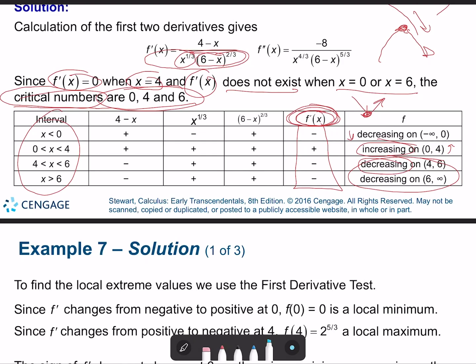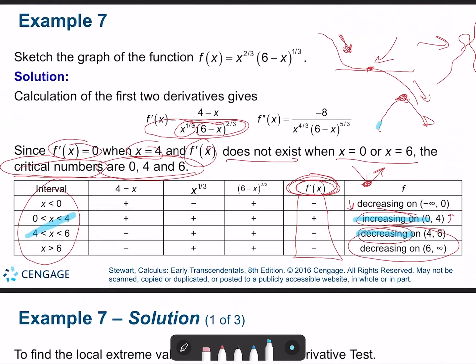When x equals 4, that's between these two intervals. And what's happening between those two intervals? You're changing from increasing to decreasing. And we just talked about what happens when you change from increasing to decreasing. Got yourself a maximum.